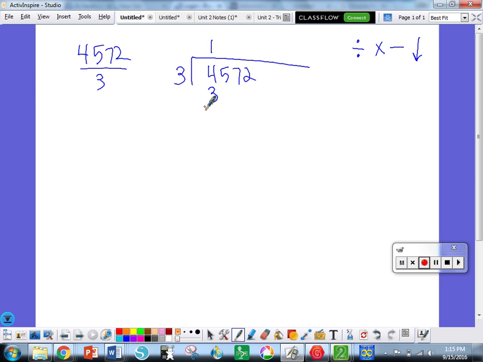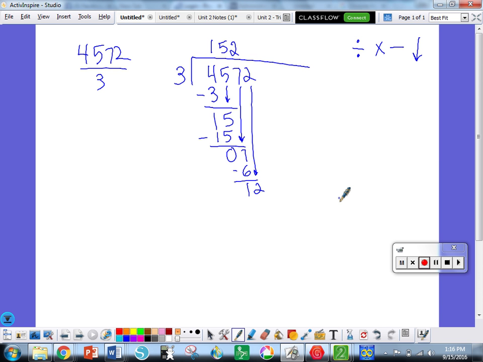Multiply, subtract, bring down the 5, right? Divide, multiply, subtract, bring down. Let's do it again. So 15 divided by 3, multiply, 5 times 3 is 15, subtract, bring down the 7. And then we do it again. 7 divided by 3 is 2, 2 times 3 is 6, subtract, bring down the 2, and you keep going.